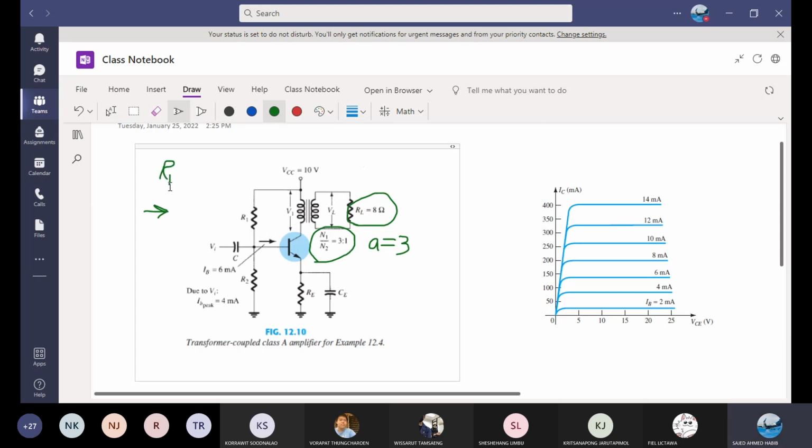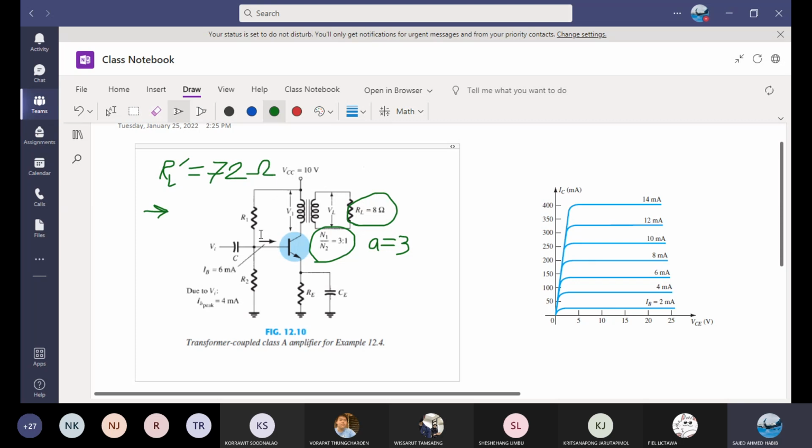RL prime is how much? What is A square? 3 square is 9. 9 times 8 is 72 ohm. I'm doing a shortcut, I'm not writing the formula. RL prime is 72 ohm.